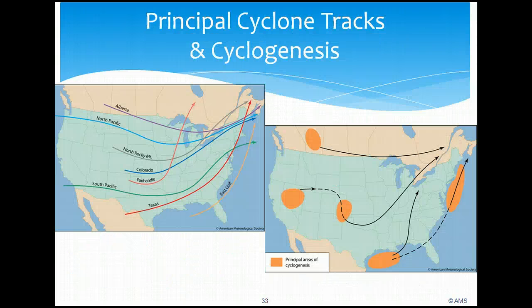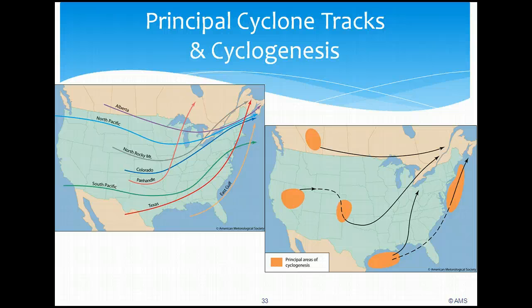The track of an extratropical cyclone depends on the direction and the strength of the upper level westerlies in which the storm system is embedded. The low center advances at about half the speed of the 500 millibar winds.